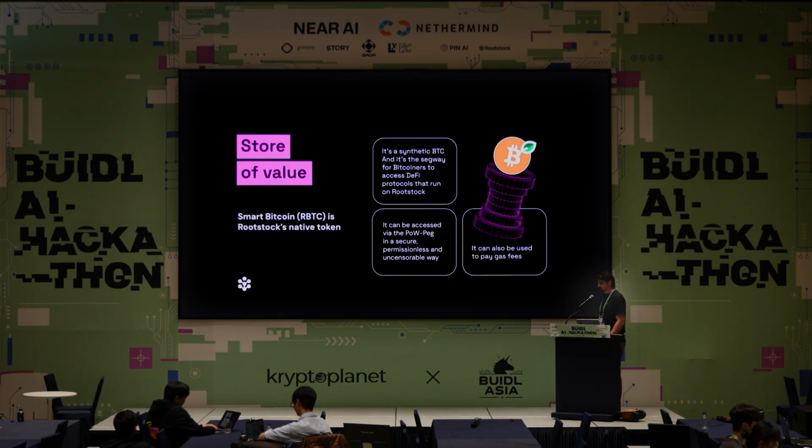Then also, as a store of value, what does that mean? Rootstock's native token, RBTC, is pegged one-to-one to Bitcoin. That means this is a synthetic BTC. If you have one Bitcoin and you move it to Rootstock, you are basically sending it to our bridge. Then one RBTC is released on the Rootstock blockchain, and you can use it for doing different things in DeFi.